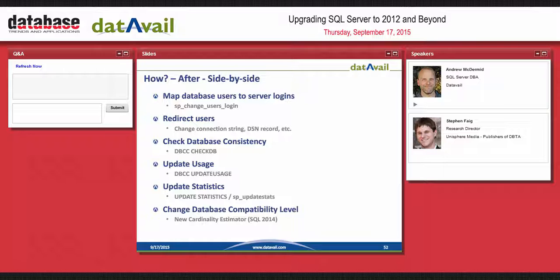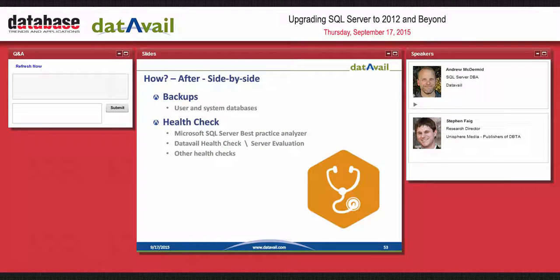All this stuff is pretty well documented. You can find lots of good suggestions for this kind of thing online, and I think Datavale will have our own out there as well, so any kind of checklist you want to use. A couple more things to do after, of course, backups. We want to make sure those are done right away. And a health check. Once those databases are back and everything's up and running, make sure that whole server is up to healthy standards and best practices.